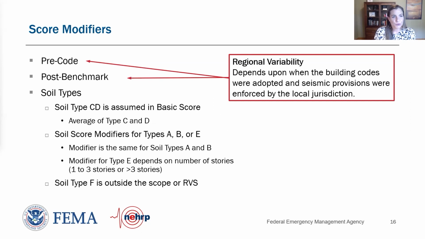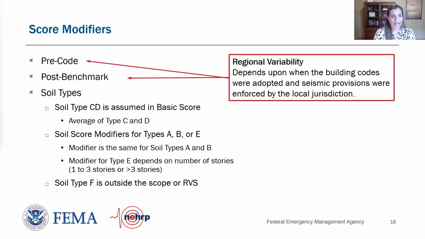In addition to pre-code and post-benchmark, the last one we have for modifying the score is based on the soil type. So recall that the basic scores are based on soil type CD, which is the average of soil type C and D. And so if we have better soil, so soil type A or B, then we get to bump up our score. And if we have poor soil, soil type E, we have to take a knock off our score because that's worse for building performance.